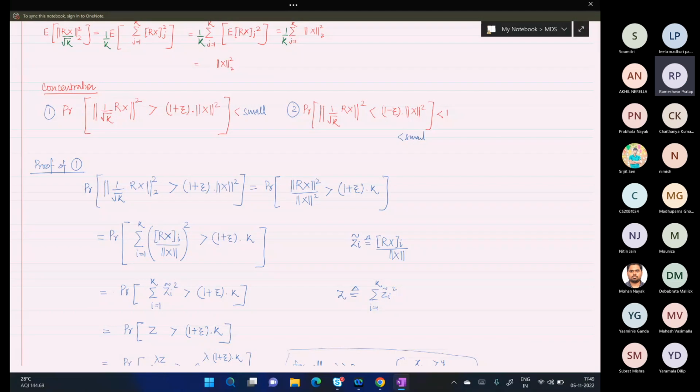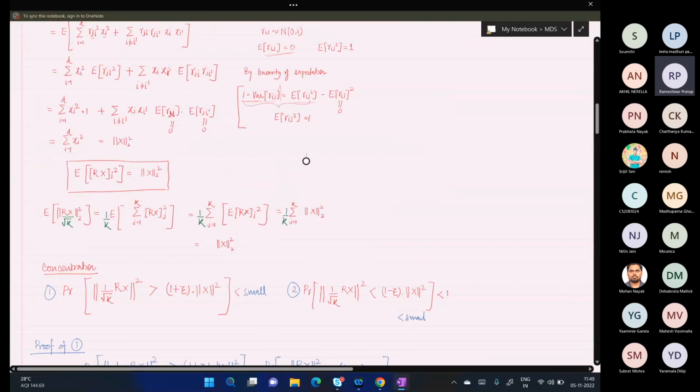We have proved it, but how do we get that? What is the definition? Why did we say this? Basically, from the definition, how did we come to this definition of concentration? Okay, so here.